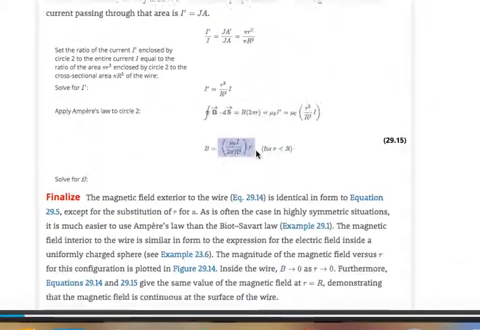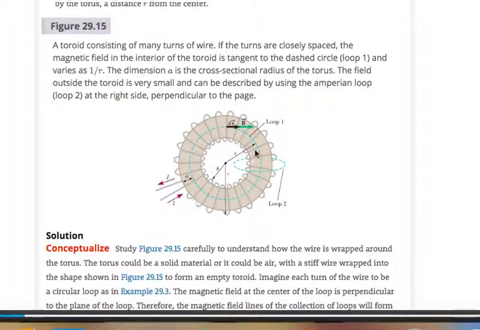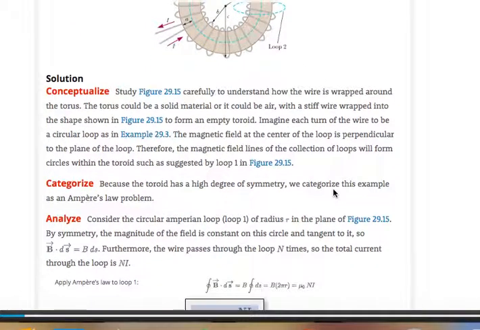And then for a toroid, you multiply it by the number of loops, like 1, 2, 3, and so on up to 22, maybe 23 for this one.